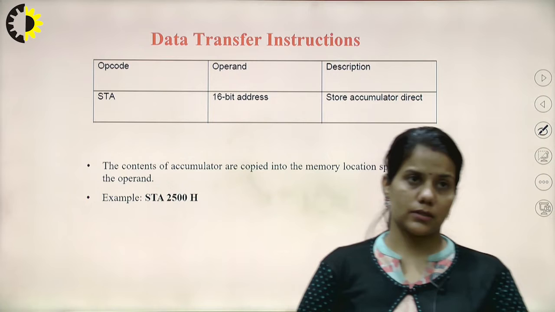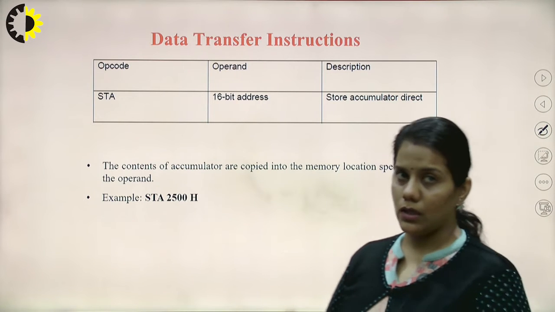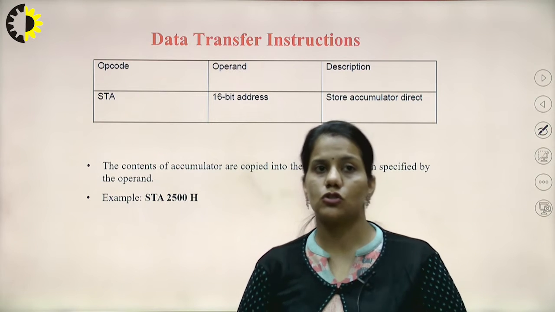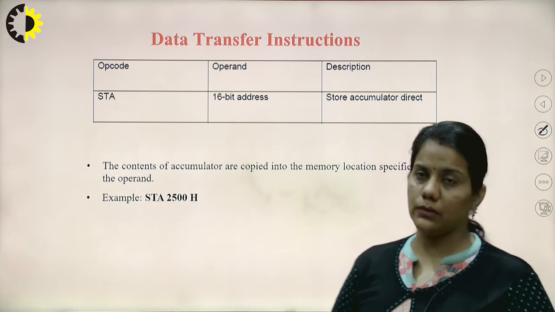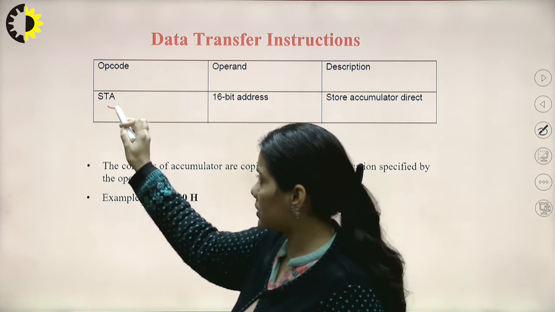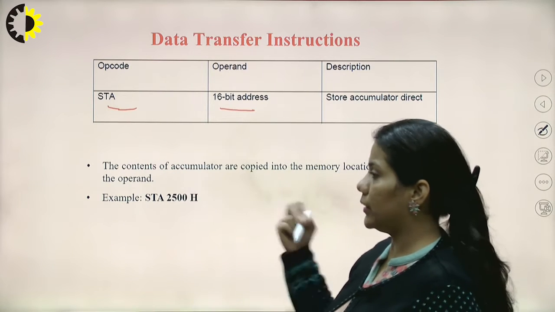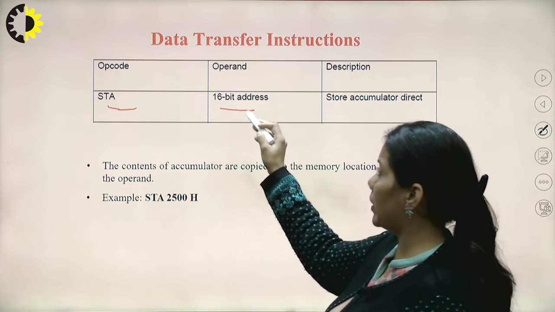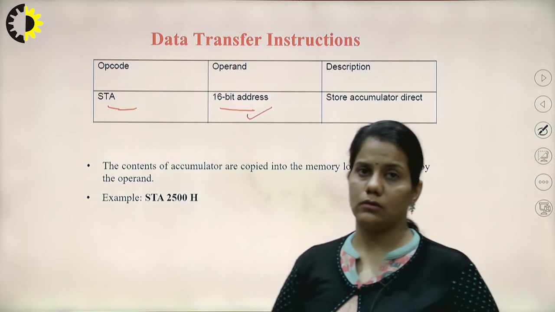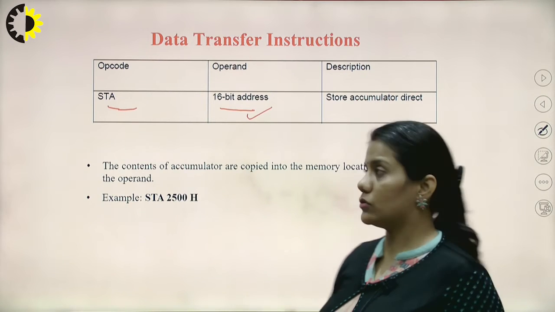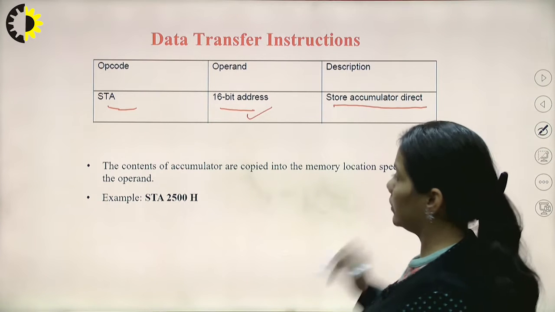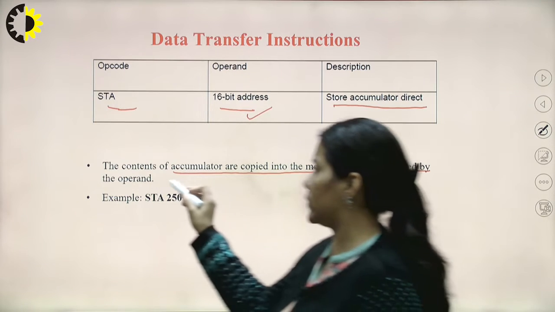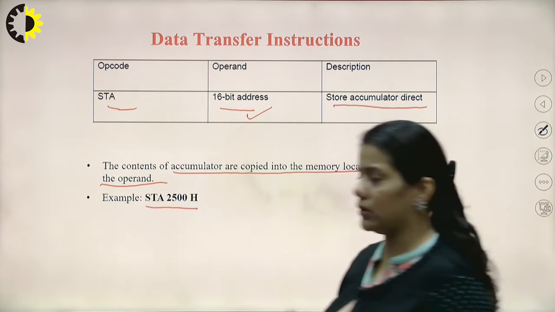Another instruction in this category is STA. We can understand this instruction as store from accumulator. Means this instruction will store the data stored in the accumulator to the memory location given as the operand. So we can say that it stores the accumulator directly. The contents of the accumulator are copied into the memory location specified by the operand. Example STA 2500H.